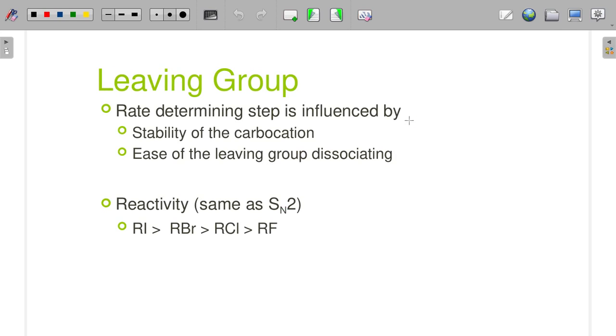Okay, now leaving group, we're going to see the exact same factor as before. That big bulky iodine comes off a little bit easier because it's already pretty far away. And so because of that, alkyl iodides are more reactive than alkyl fluorides.